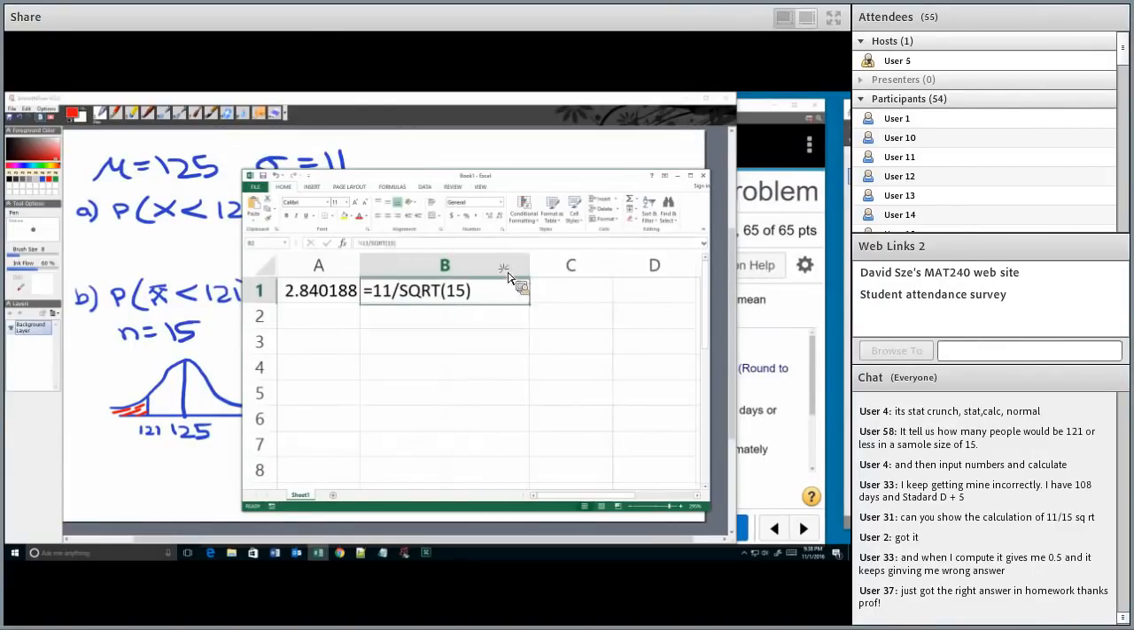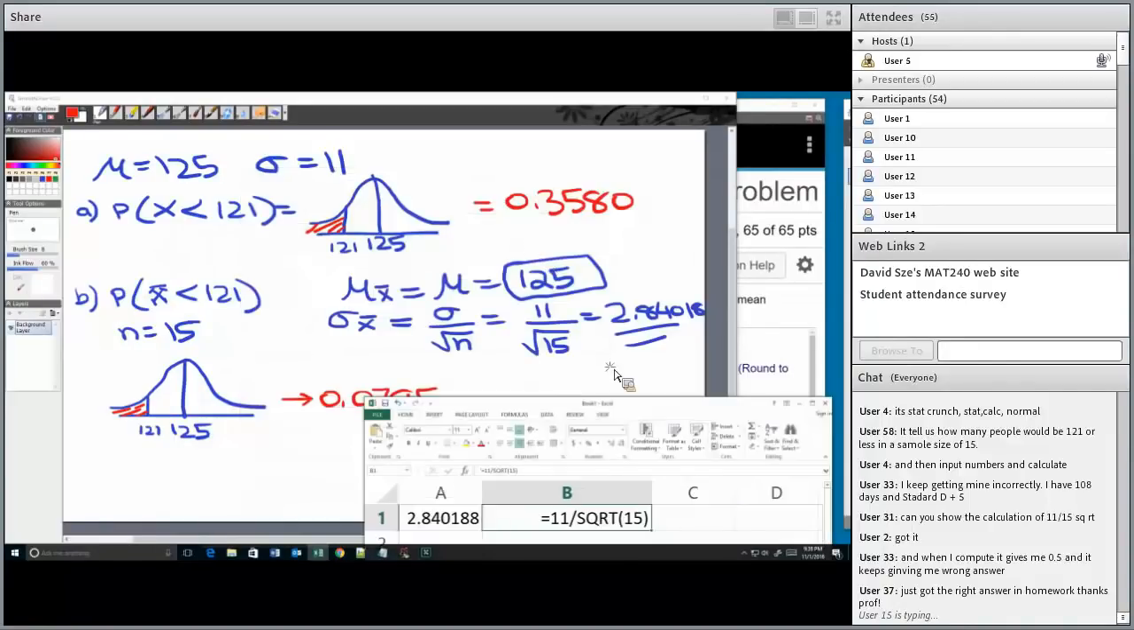This is what I did. First of all, I typed equal. Then I typed 11. And then I typed the division sign. And then I typed sqrt, which is the function in Excel for square root. And inside sqrt, I typed 15. And then it gave me this answer. So if you just type this, Excel will calculate the answer for you. This is the same as me calculating this.